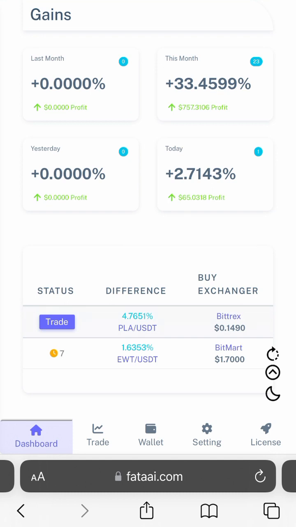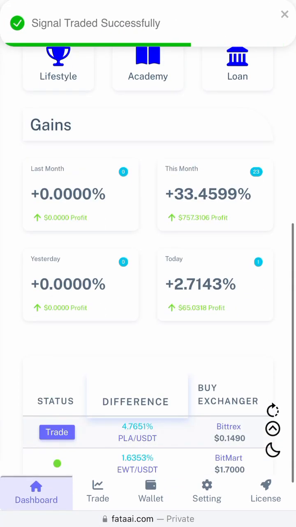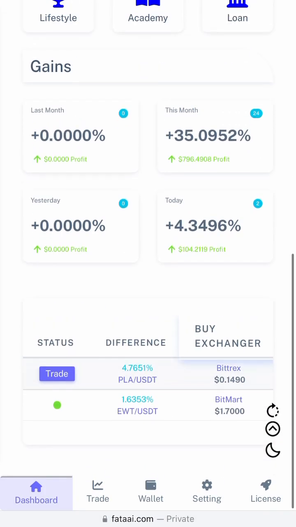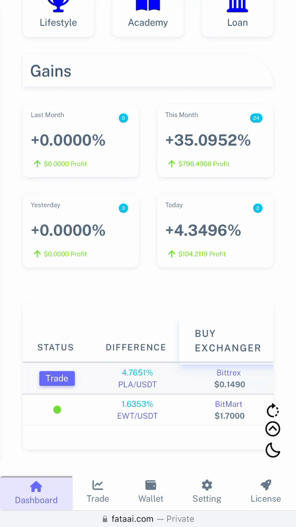It's trading 8, 7, 6, 5, 4, 3, 2, 1, and that's it. You see, signal traded successfully. If I refresh now, you are going to see that what I have traded today is now 4.34. So the highest trade again I can make for today is how many? The highest trade I can make for today now is 0.65. I can't trade anything that is above 0.65, because once I add anything above that, I can't continue, because it's going to be more than 5% for the day.